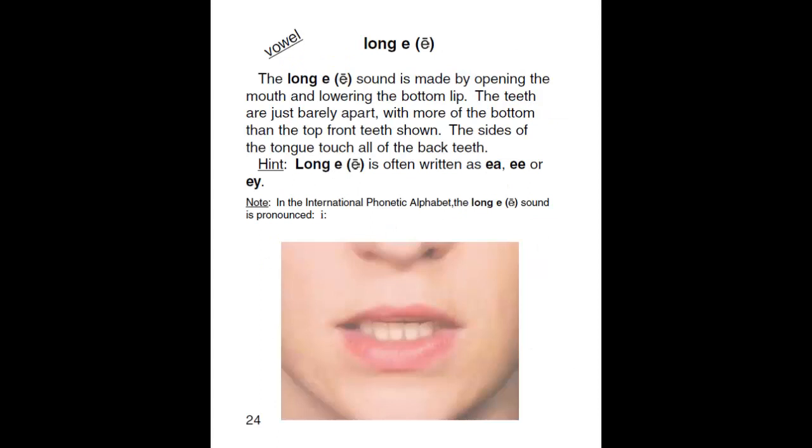Long E. E. The long E sound is made by opening the mouth and lowering the bottom lip. The teeth are just barely apart, with more of the bottom than the top front teeth shown. The sides of the tongue touch all of the back teeth. E.